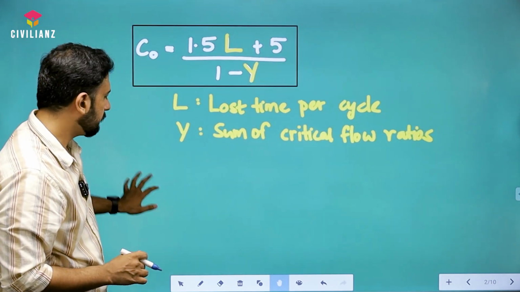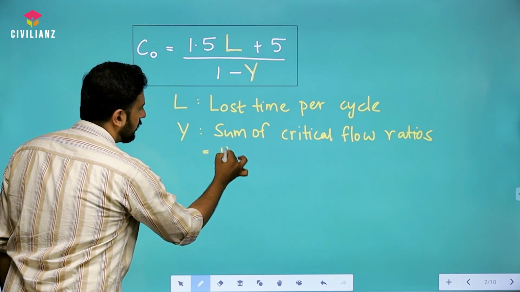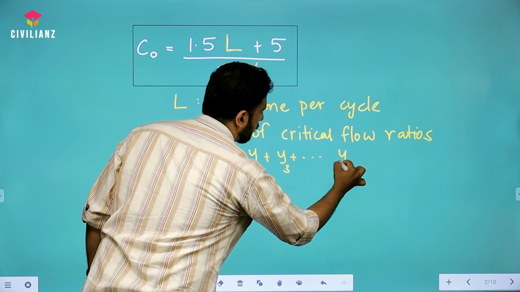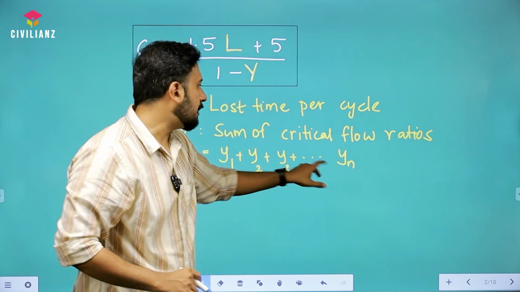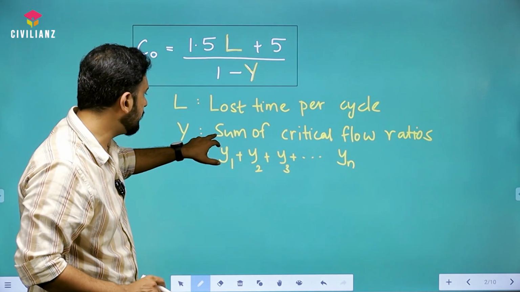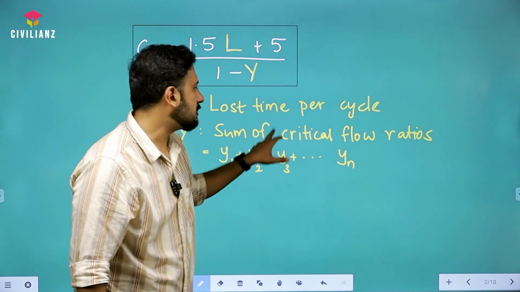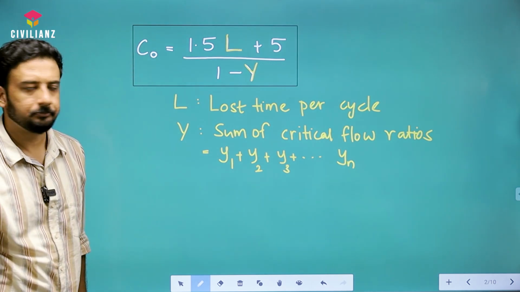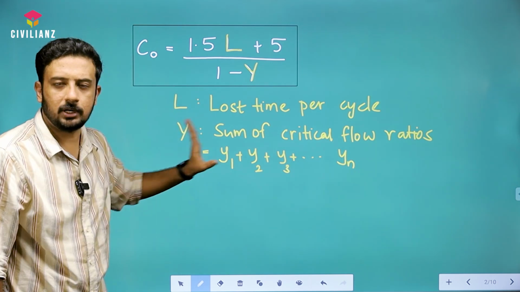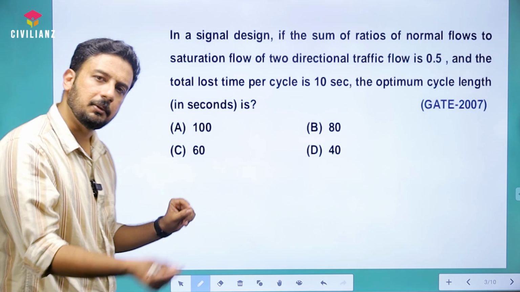So if I denote each critical flow ratio as some small y, then capital Y is equal to y1 plus y2 plus y3 plus etc. up to yn. If you have n number of critical flow ratios, I am just going to add all of them. That's why we have written sum of critical flow ratios. Got it? We don't yet know the meaning of this critical flow ratio, which we are going to find out. Let it be there as of now. At least you have understood what is L and what is capital Y, right? Let me take a simple question first, then I will come back to that capital Y.